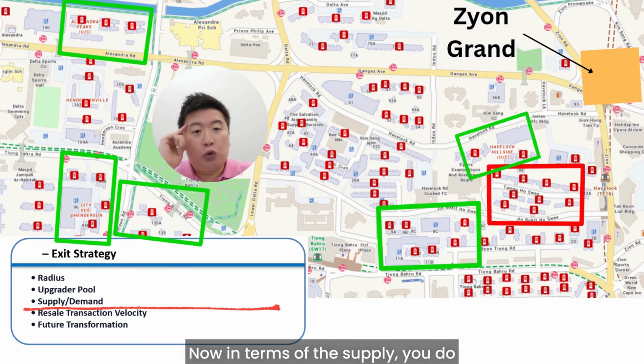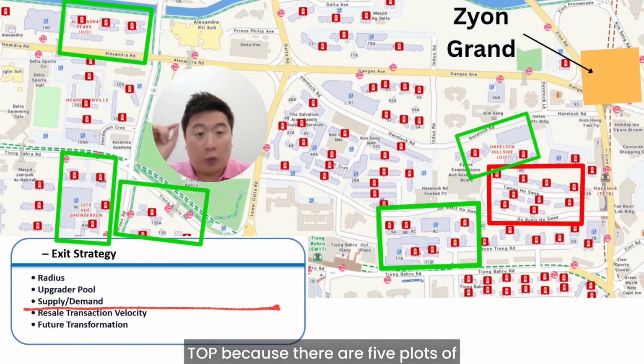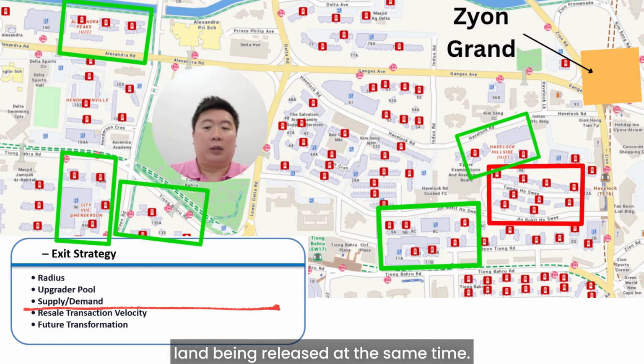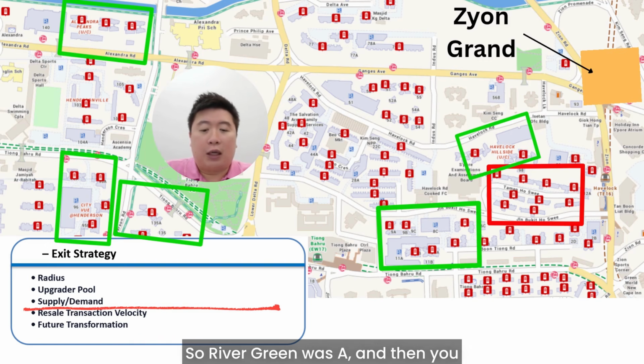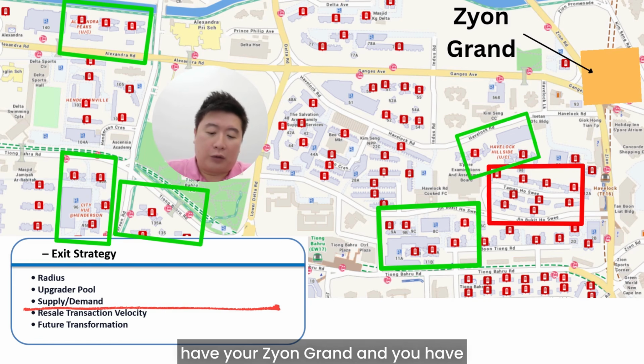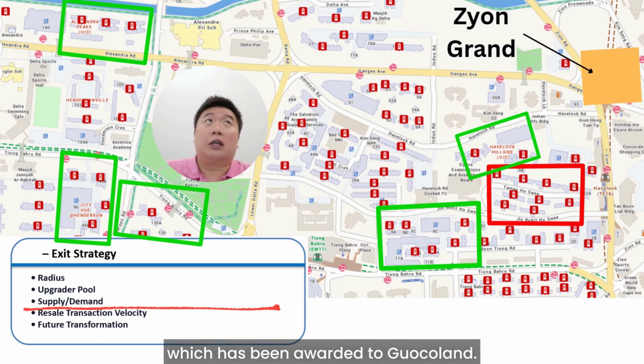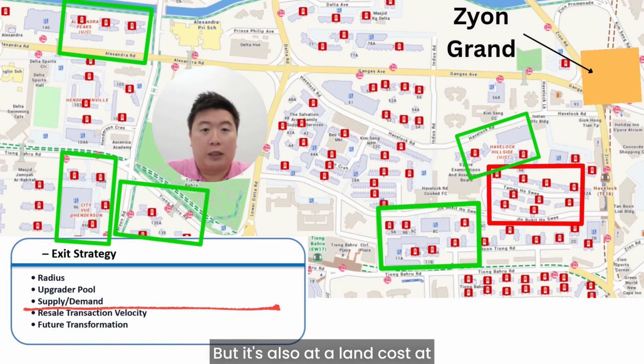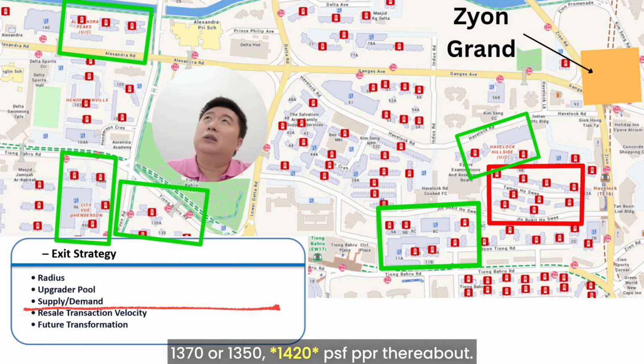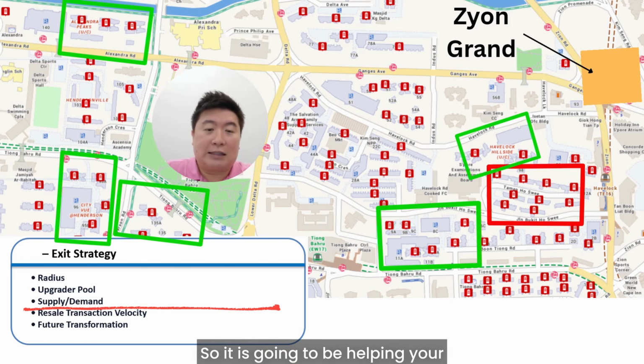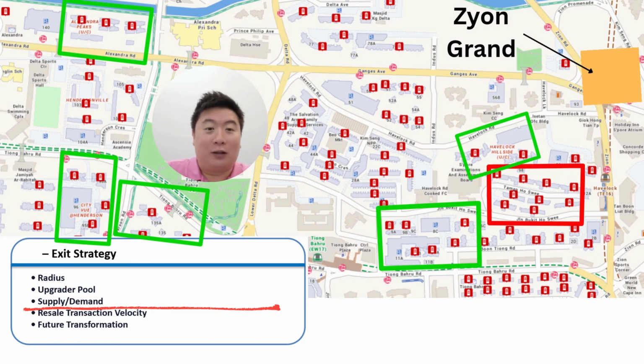Now, in terms of the supply, you do have a bit of an oversupply issue at TOP because there are five plots of land being released at the same time, right? Your River Valley Green A, B, C parcels. So River Green was A, and then you have your Promenade Peak, you have your Zion Grand, and you have your River Valley Green B, which has been awarded to Guocoland, but it's also at a land cost of about 1,350 PSF PPR. So it is going to help your Zion Grand price support. I'll talk more about that in the price section.